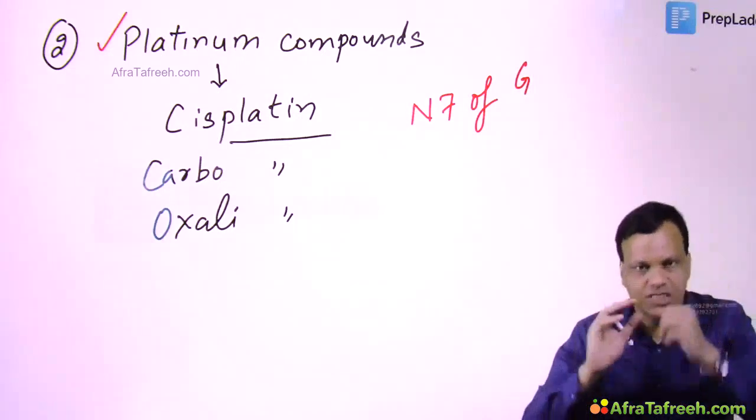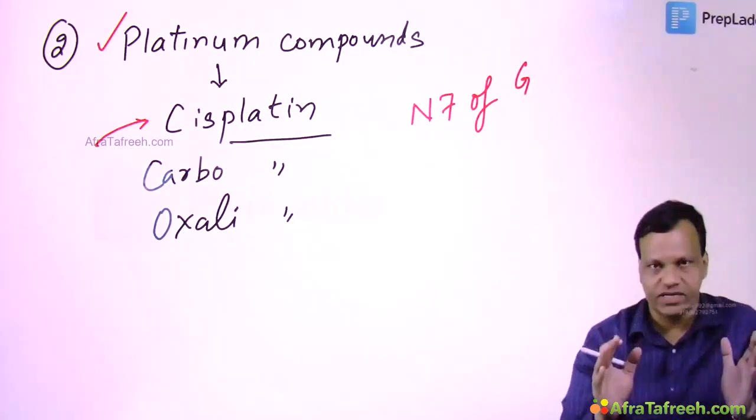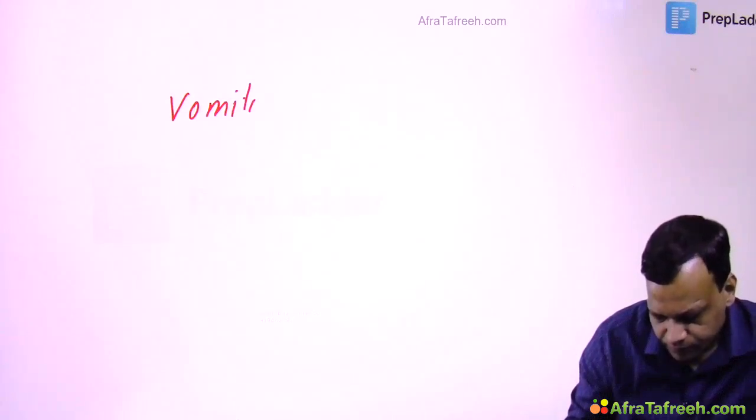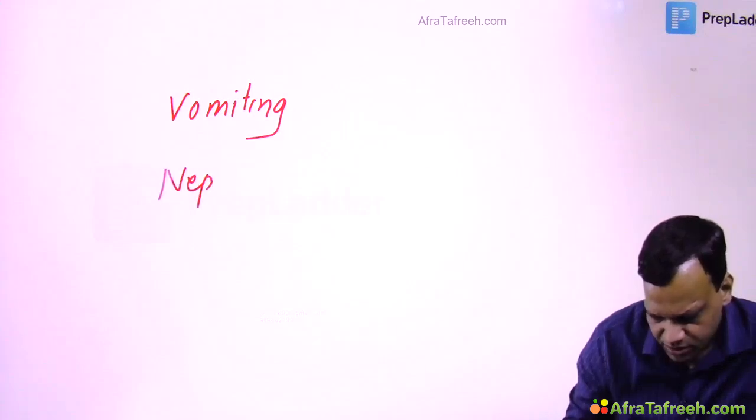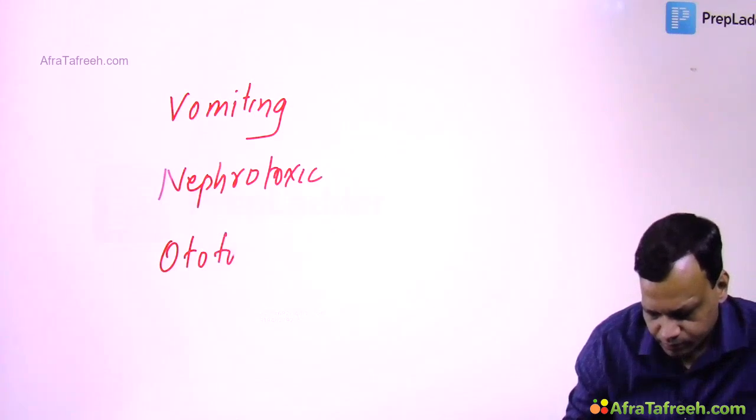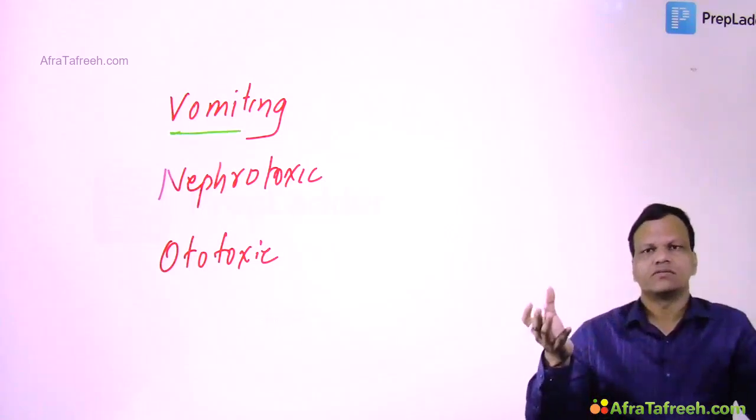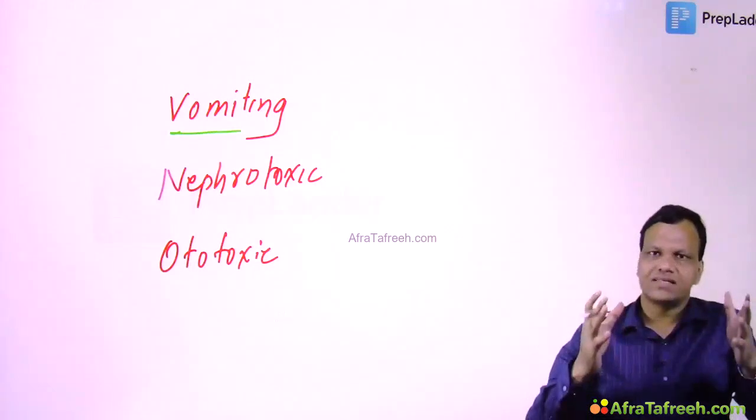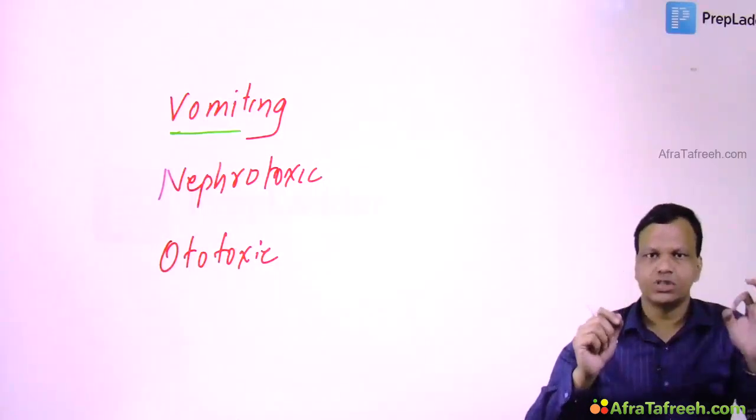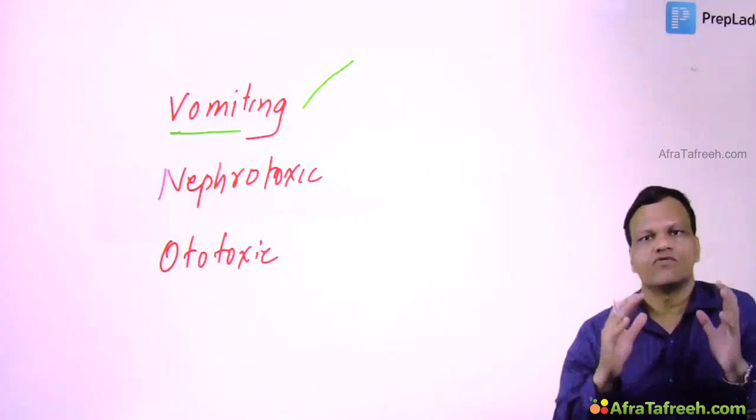Clear? Now the special points, this drug cisplatin has 3 more side effects. These are: cisplatin can cause vomiting, cisplatin is nephrotoxic and cisplatin is ototoxic. Now almost any drug can cause vomiting. So what is special is, among the anti-cancer drugs, the highest risk of vomiting is with cisplatin. It is the most emetogenic anti-cancer drug. Now how to treat anti-cancer drug induced vomiting?